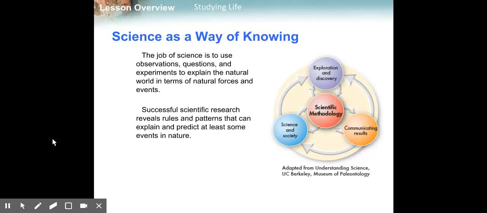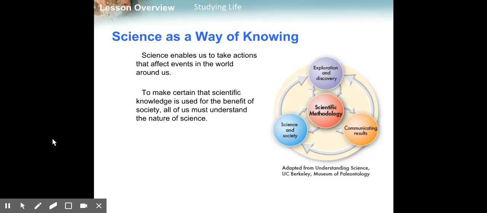Science is a way of knowing. We talked about this in section 1. Science uses observations, questions, and experiments to explain what's going on in the natural world, making predictions, figuring things out that make sense, not just making guesses. We can use that information to take action, things that affect us.